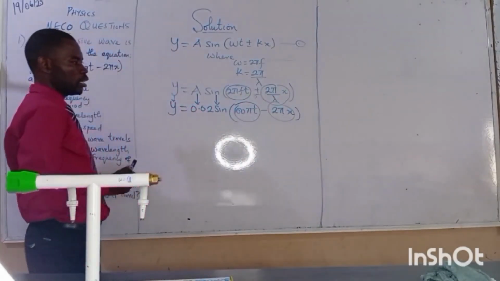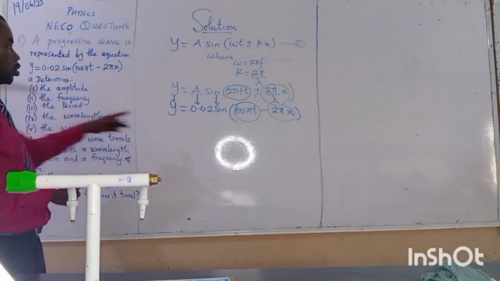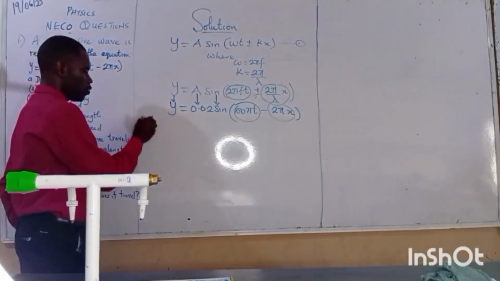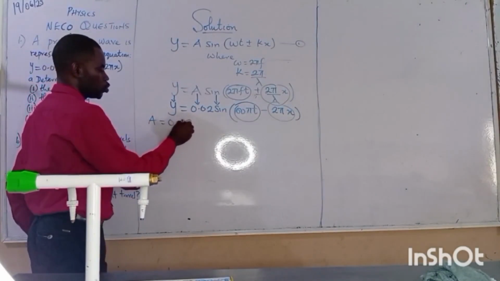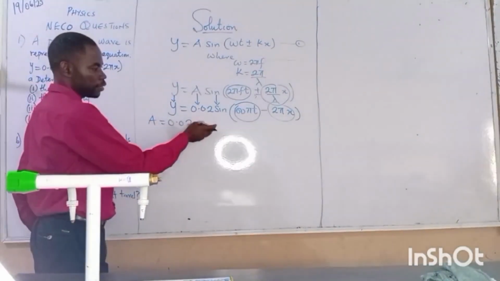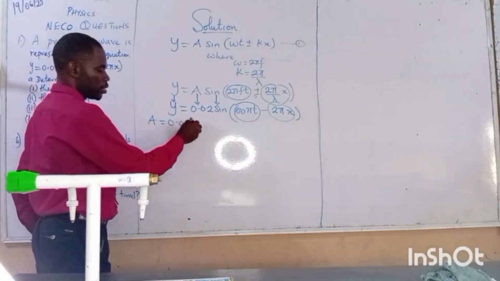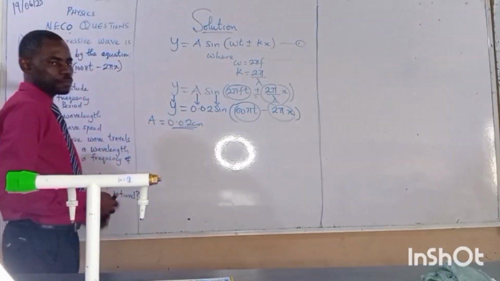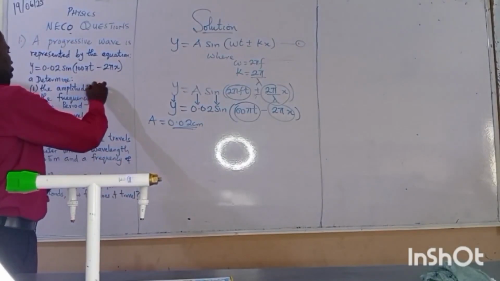That's how to operate. Now the first question says we should find the amplitude. You can all see that our amplitude A is equal to 0.02. If it is in centimeter, you write centimeter; if it's in meter, you write meter, depending on the value given to us. Like this, we have done the first one.